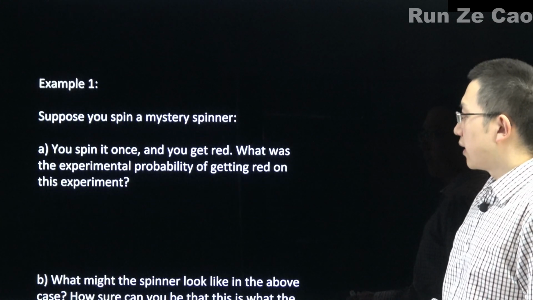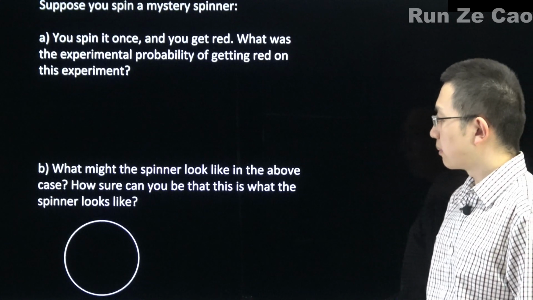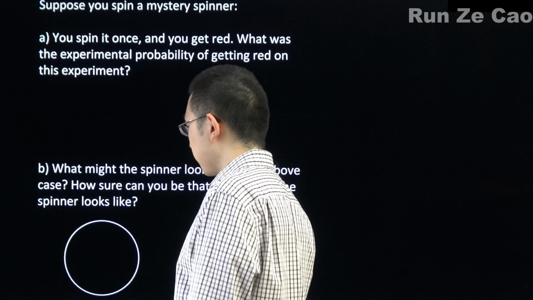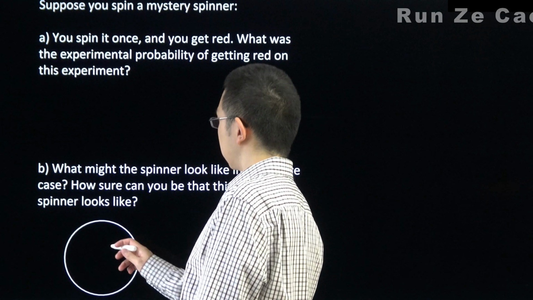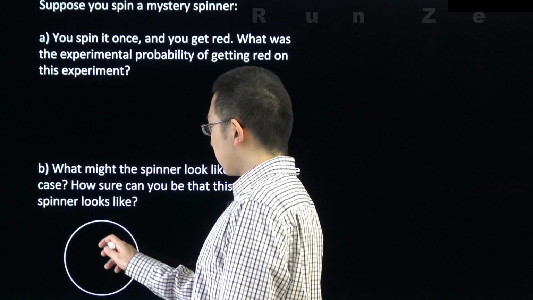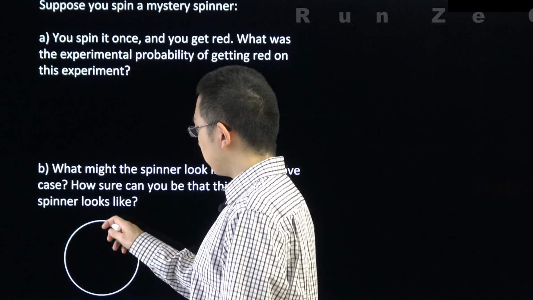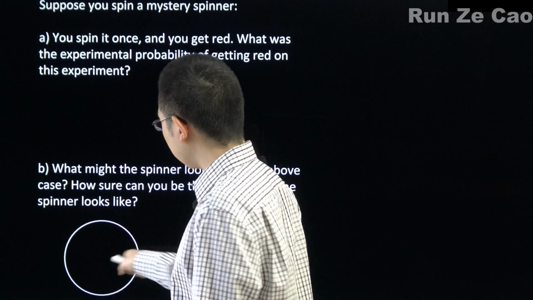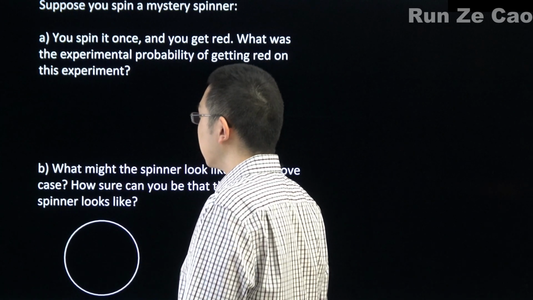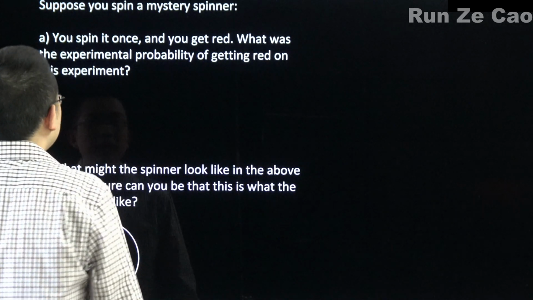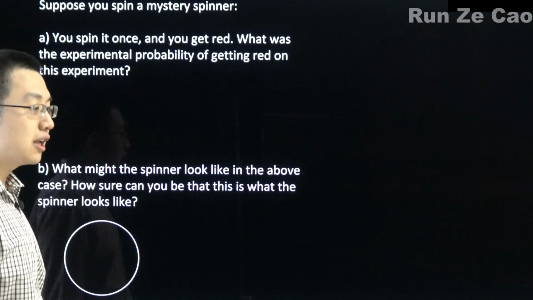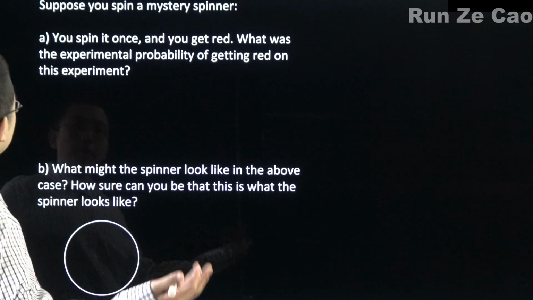So let's suppose we spin a mystery spinner. A spinner has a little rivet in the middle, perhaps with a hole in the center. And this rivet affixes a little pointer to the center of the circle, and you flick the pointer and it spins and eventually it stops. So you spin this spinner once and you get red. What was the experimental probability of getting red on this experiment?